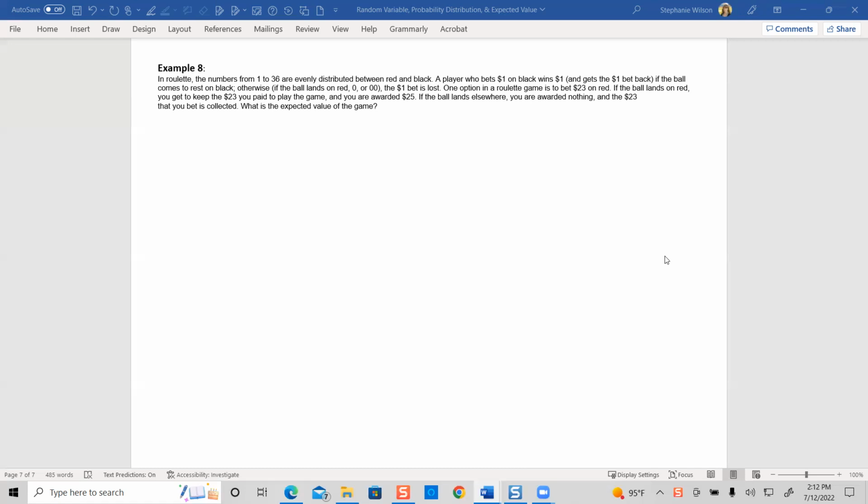So now we're going to find the probabilities for the probability distribution, dividing the number of outcomes in the event by the number of equally likely outcomes. We're going to determine the number of equally likely outcomes. So when we look at it, there are 38 equally likely outcomes here.